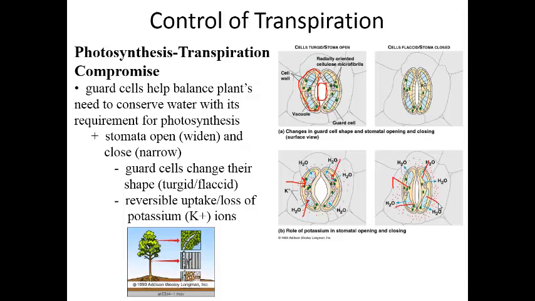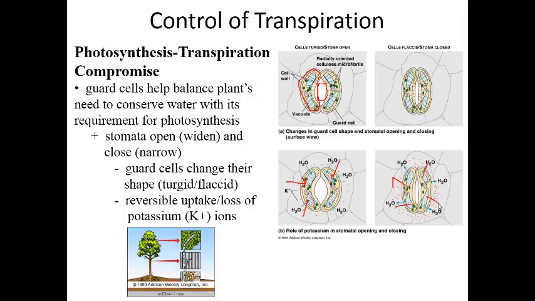And as potassium leaves the guard cells, water is going to follow it. Water is going to leave the guard cells. The guard cells are going to become flaccid. They're going to shrivel, and this is going to close the stomata. So you can see here that plants have tight control over the amount of transpiration happening. They do this by opening and closing their stomata using those guard cells that surround them.